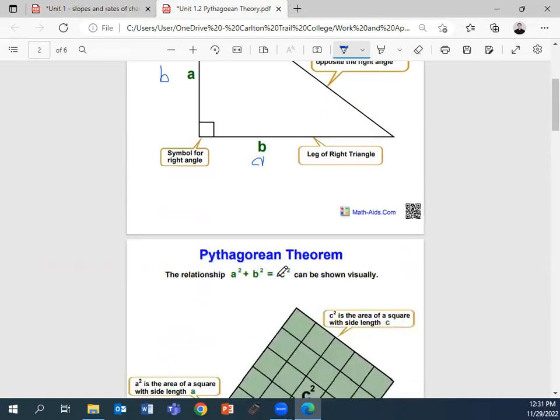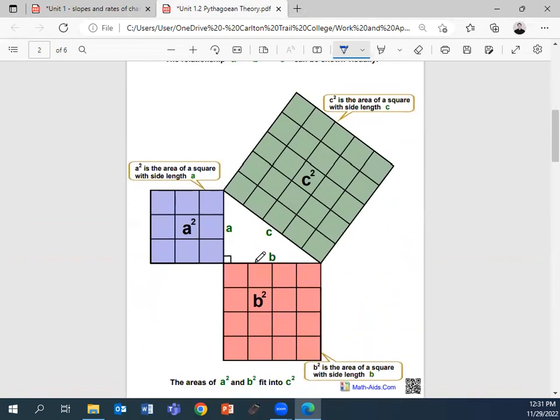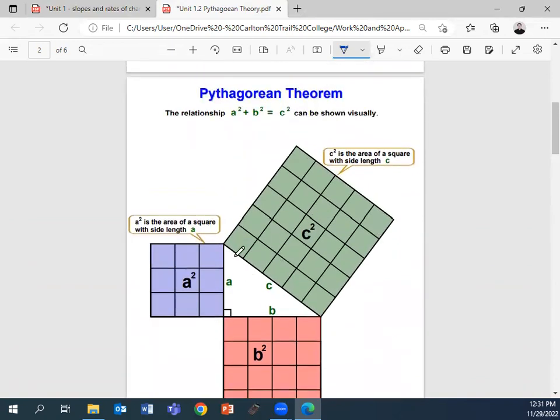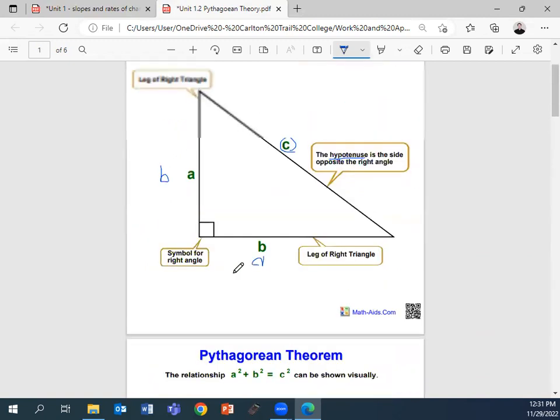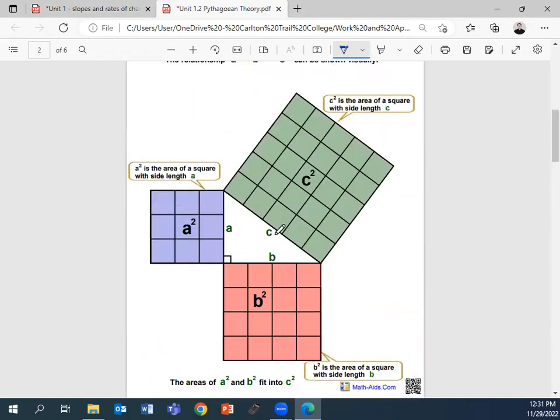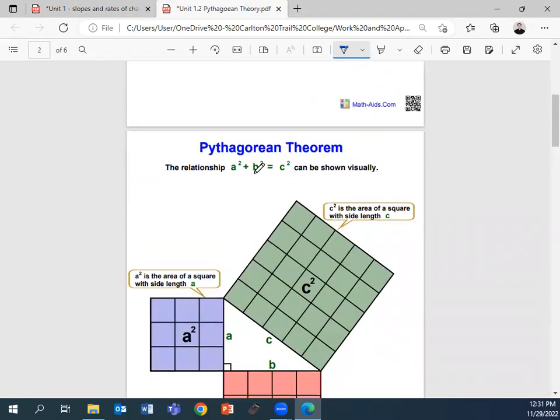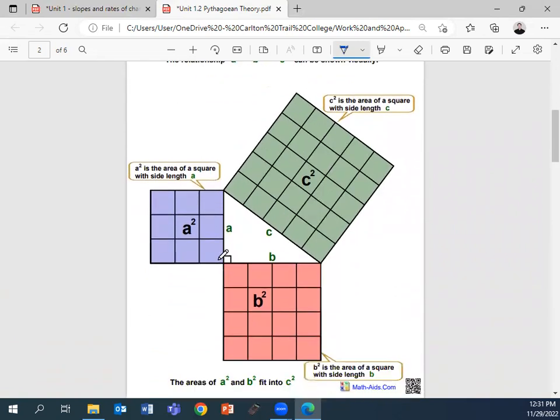So let's go into this here. If you scroll down, you should see this on your page as well. This is a triangle I have in here. It's the same triangle. I have A, I have B, I have C. So remember, it's A squared plus B squared equals C squared. What that basically means is the length of A in this case is 3, right?